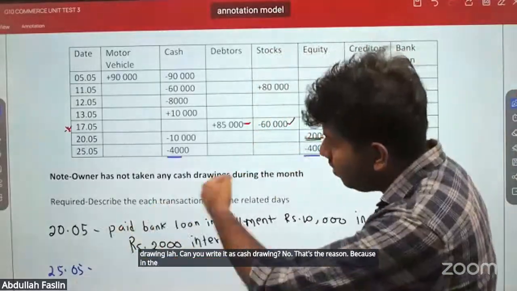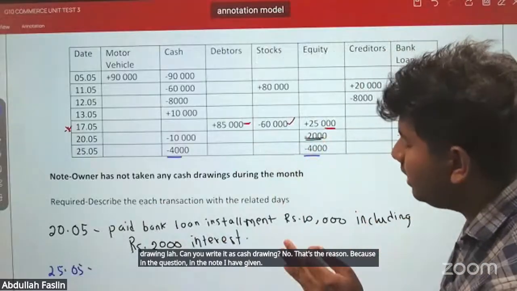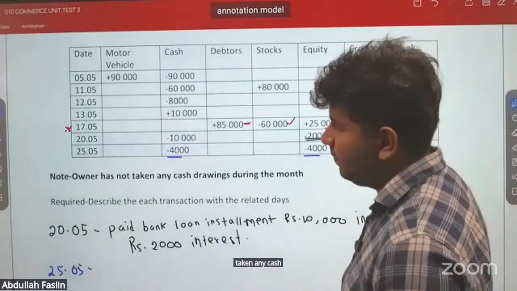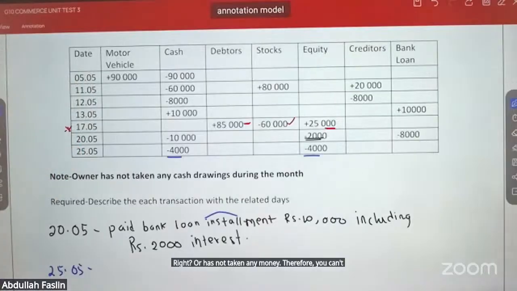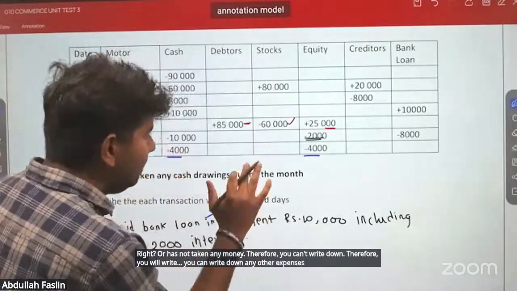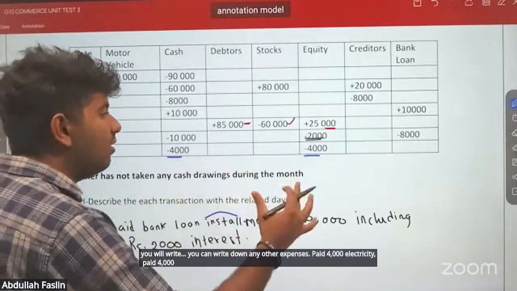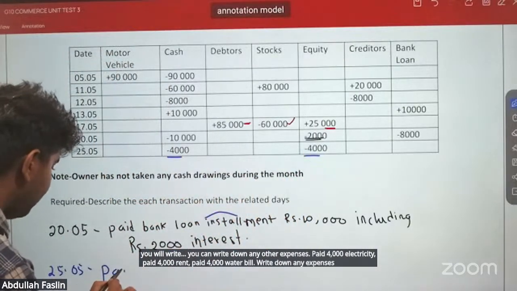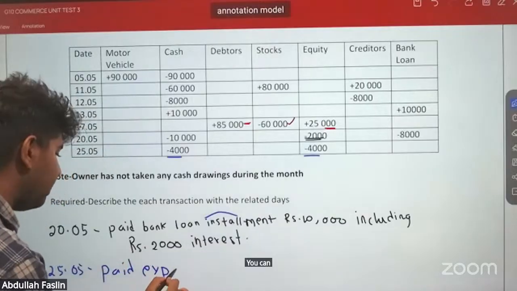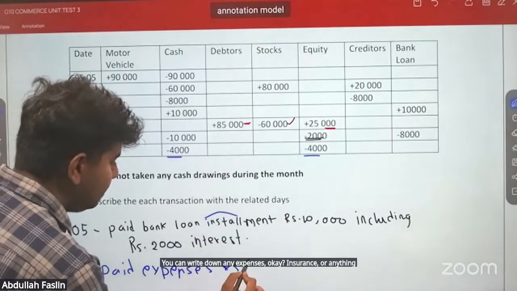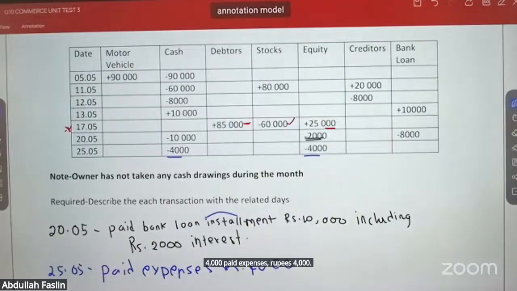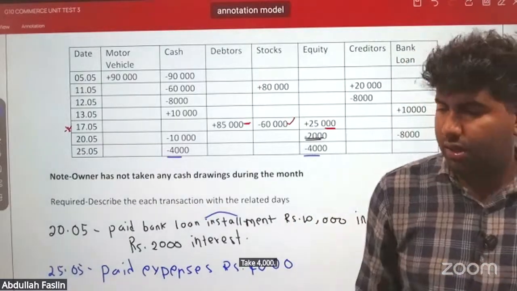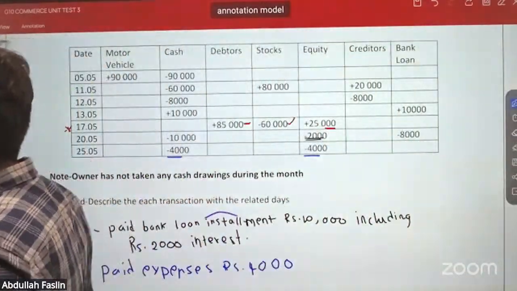Because in the note I have given, the owner has not taken any cash drawings. The owner has not taken any money. Therefore, you can't write that down. Instead, you can write down any other expenses. Paid 4,000 electricity, paid 4,000 rent, paid 4,000 water bill, insurance or anything. Paid expenses rupees 4,000.